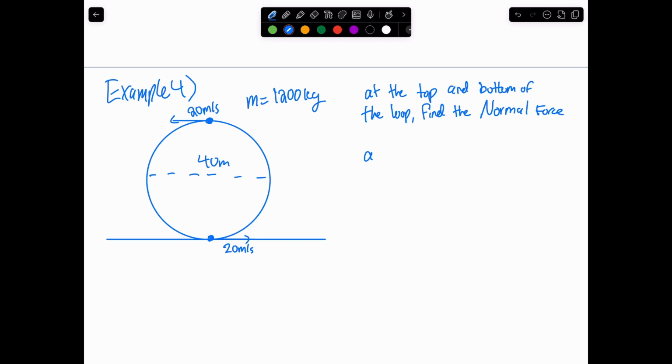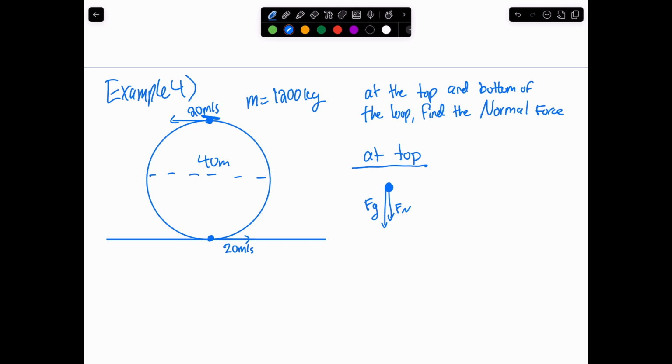So at the top, we have our roller coaster car, and the track is going to be above the car here. So we have a normal force pointing down. And any other force we can think of? I sure can. There's gravity. So we have two forces pointing down.